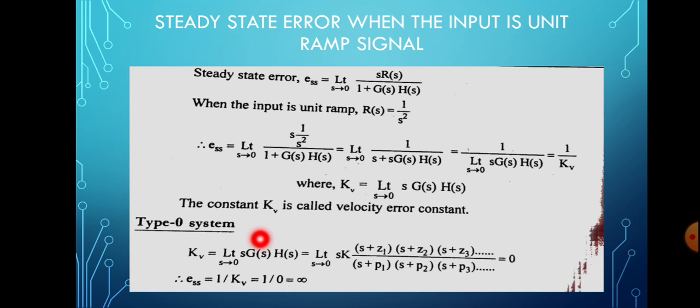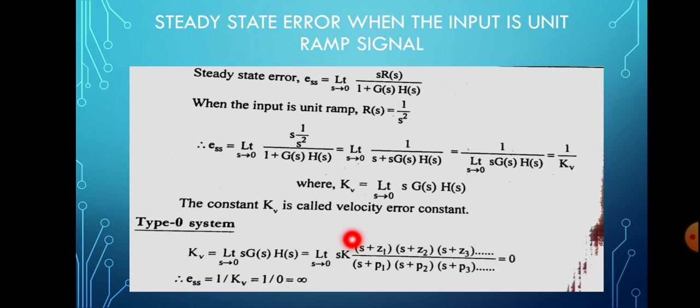So for the type 0 system, we have the equation for kV as limit s tends to 0 of s into G of s into H of s, and we can substitute for the G of s into H of s quantity as k into these quantities. See here, s is in the kV expression, and the other terms denote the G of s into H of s product, and when we put the value of s as 0, you can see that this quantity will become 0. That means 1 by kV will be equal to infinity. That means the steady state error will become infinity.